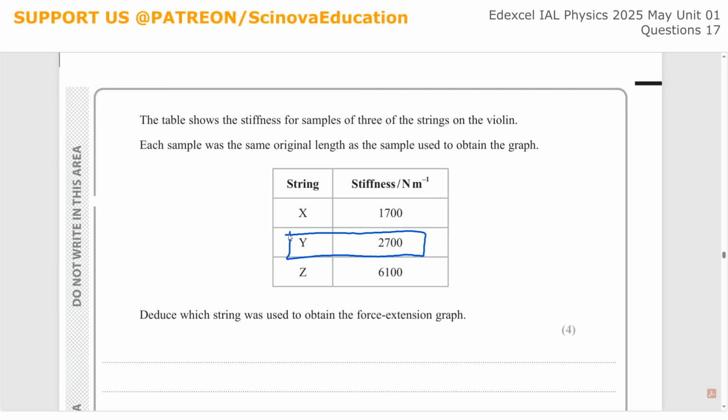For this question, you get 4 marks. 1 mark is for reading the data from the graph and then calculation. Using F equals kx, 1 mark, and the final value of k gives you 1 mark, and the last mark is for a statement writing the comparison between the table and the values you obtained.